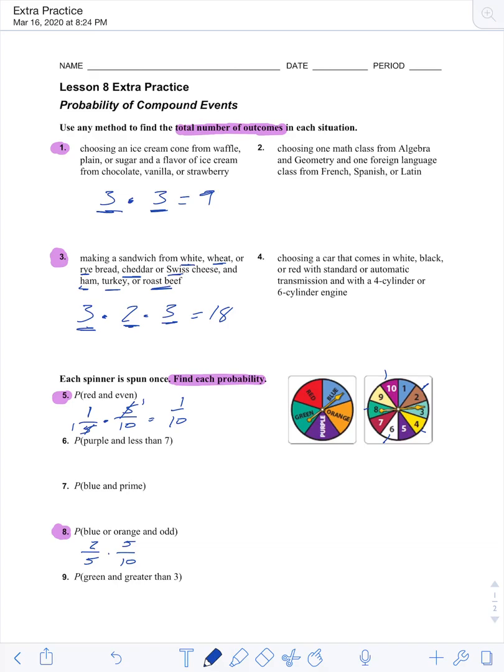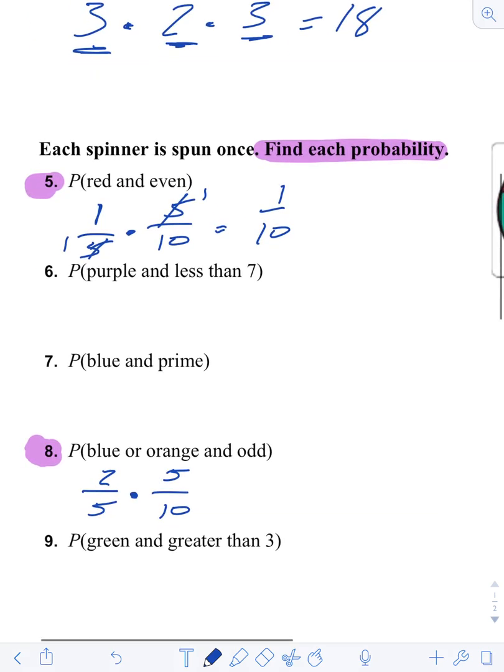The operation is multiplication. Again, I'm going to cross simplify. The 5s cancel out to become 1s. The 2 and the 10 also cancel out. The 2 becomes a 1, and the 10 becomes a 5. If I multiply this out, I would get a final answer of 1/5.